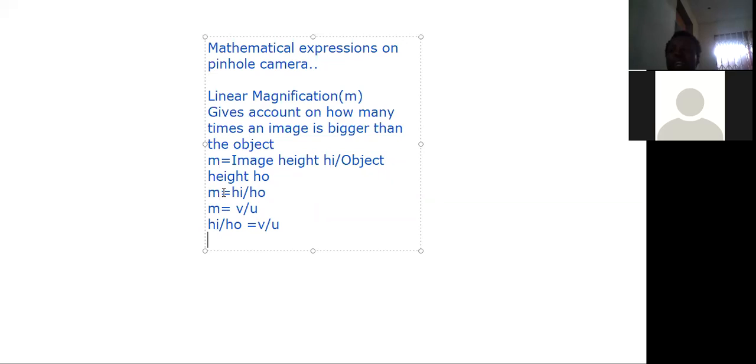Now, if magnification is equal to 1, then the size of the image is equal to the size of the object. If the magnification is lesser than 1, then the image is smaller than the object. However, if the magnification is greater than 1, then the image is bigger than the object. That's it. Now let's do some calculations on this.